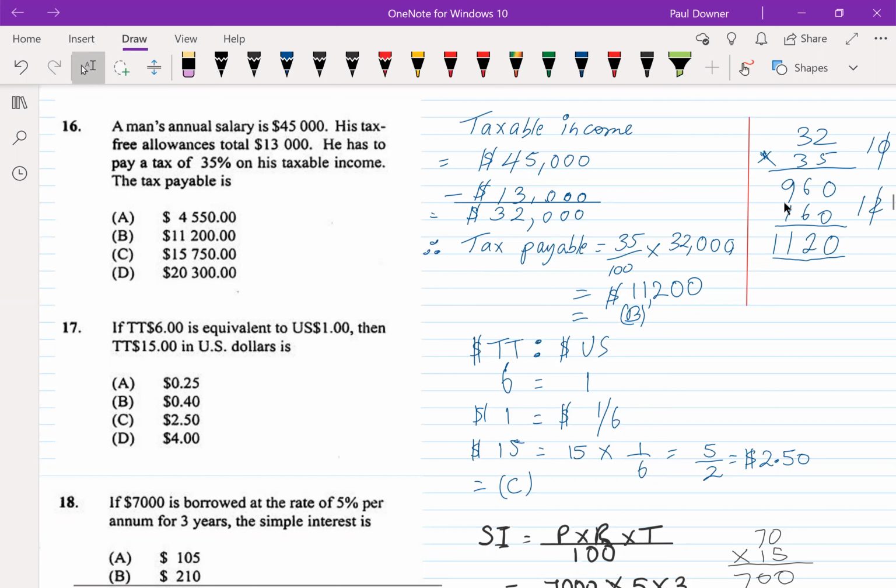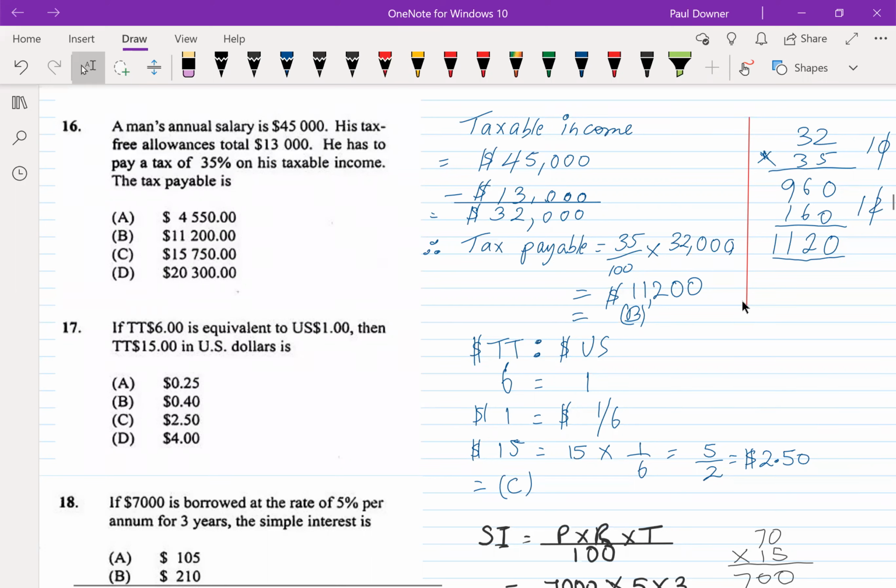Now, I'm reminding you that you have to be able to do these calculations without a calculator. Because in these exams, of course, these multiple choice exams are 1.5 hours, and one of the main things you need to be aware of is that you cannot use a calculator. So you have to be able to say, all right, 35% of his taxable income. So 35% means 35 out of 100 times $32,000, which is what he's going to pay tax on. This is his taxable income.